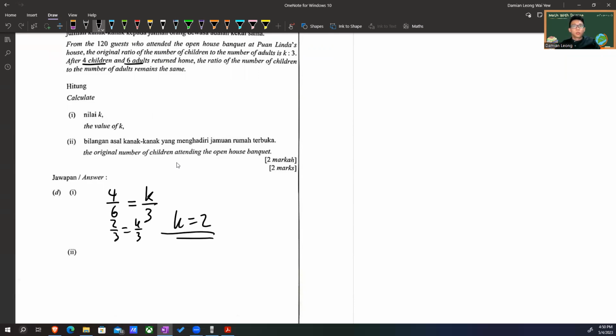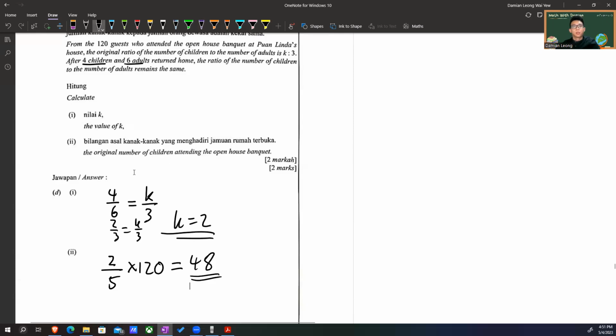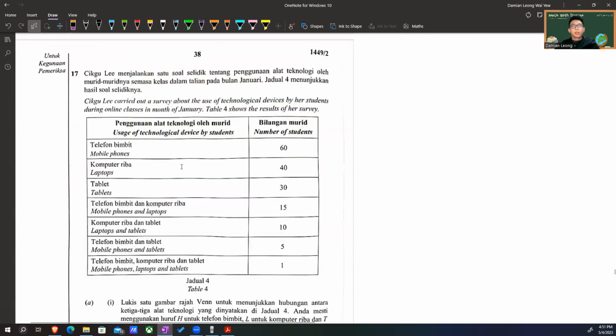Then this one, original number of children attending the open house banquet. So ratio is 2 to 3, means number of children, I take 2 parts out of total is 5, because I want total, times the total number of guests, 120, that would be number of children. So 2 over 5 times 120, I get 48. So we don't take 2 over 3 because 2 to 5, I want the total ratio because what I have is total number of guests, not the number of adults, sorry. Then question 17.